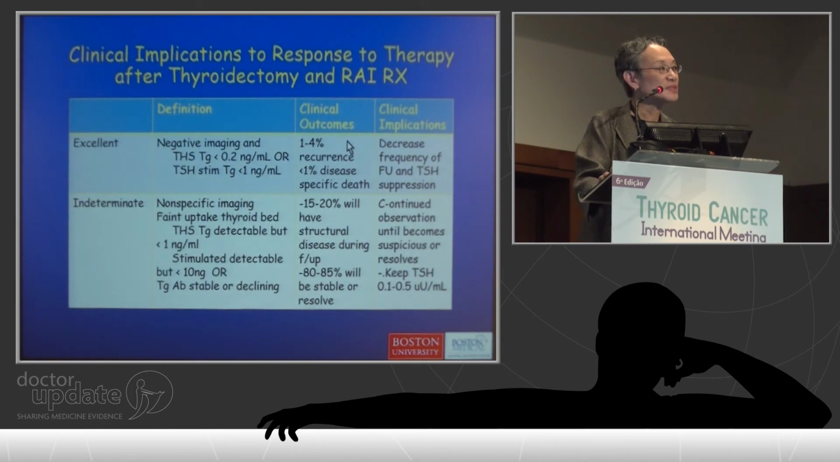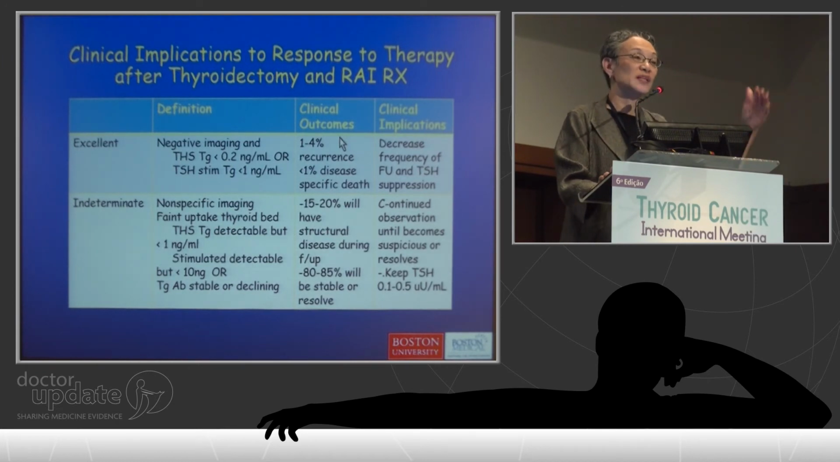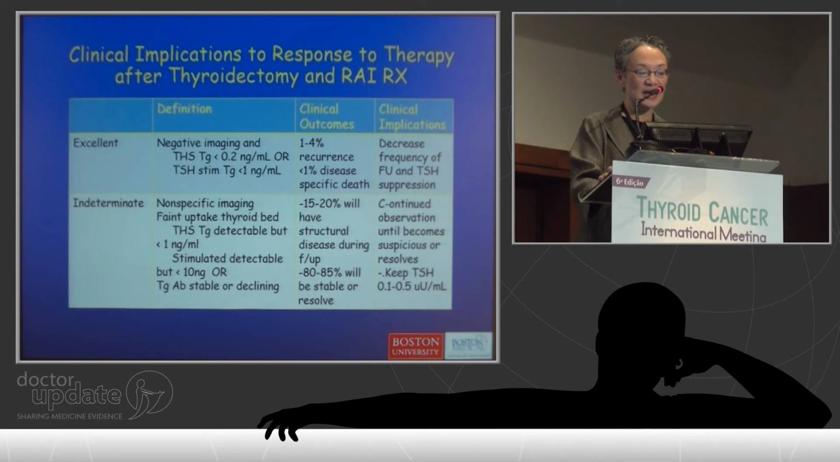The clinical outcome as anticipated is that person is going to have a 1 to 4% recurrence rate, which is really in the bottom of that risk. I don't think we can ever actually make anyone recur less than 1 to 2%, so that's a very low risk, and virtually no risk of death. If you see this, then your response is going to be, you're good. We're going to decrease the frequency of follow-up, we're going to decrease the TSH suppression, and this is the person who you're going to ask to release their TSH to 0.5 to 2.